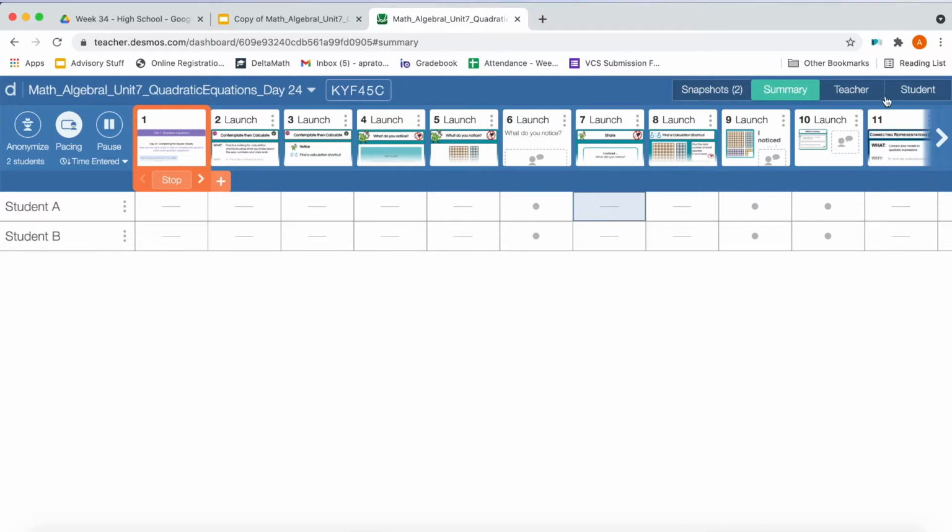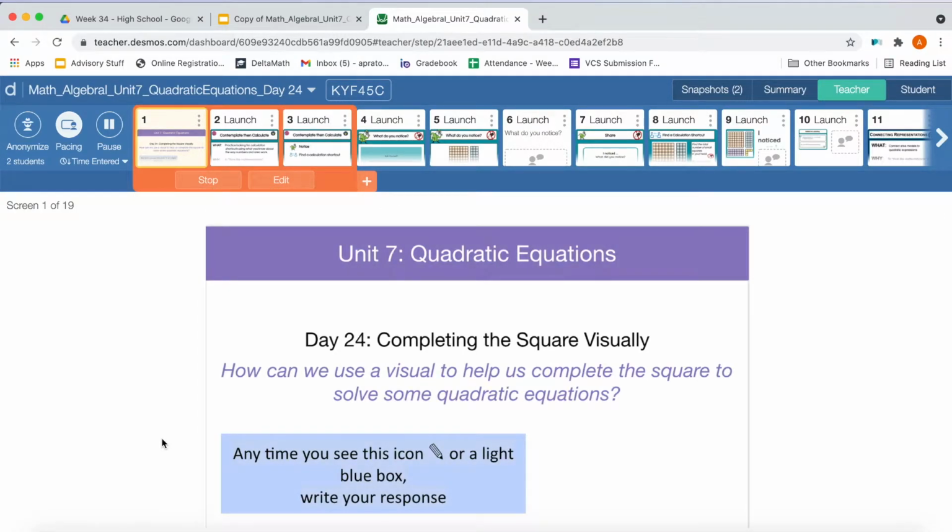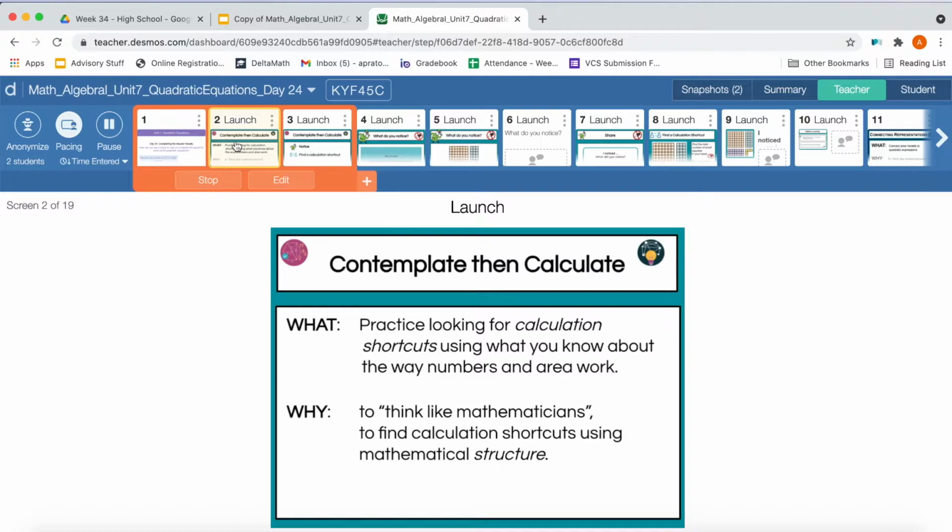Okay, so I might not even allow students to move on through this. Let's open it up for the 3 slides. Okay, so Unit 7, Day 24, completing the square visually. How can we use a visual to help us complete the square to solve some quadratic equations? So to start off this lesson, we're going to use the contemplate then calculate routine. It's different than maybe typical launches in the past where you would answer a question first and then we would talk about it. In this space, I want us to go along together and go slide by slide together.